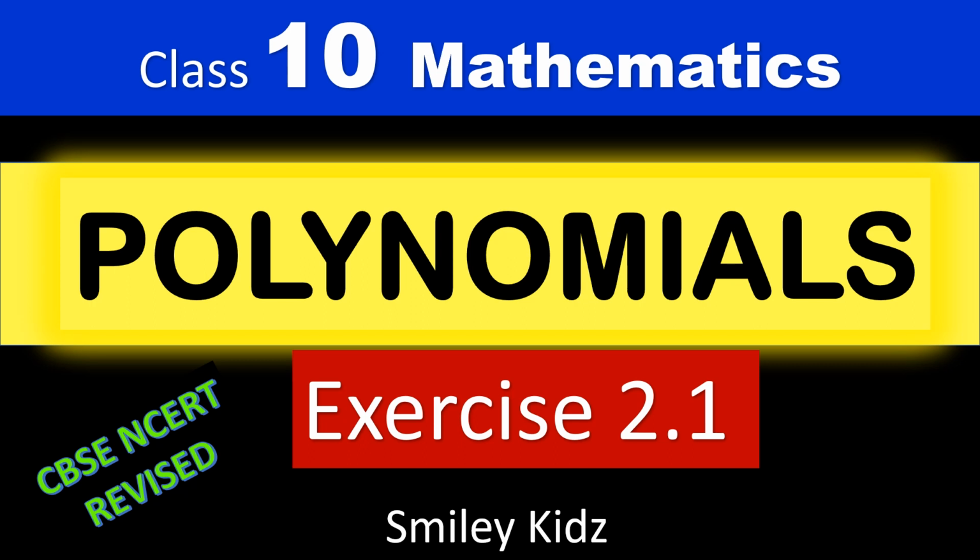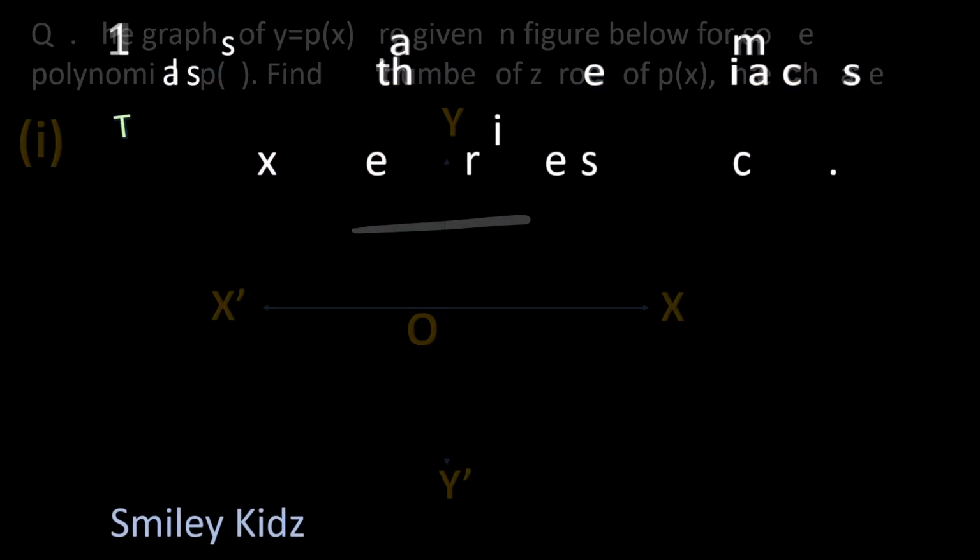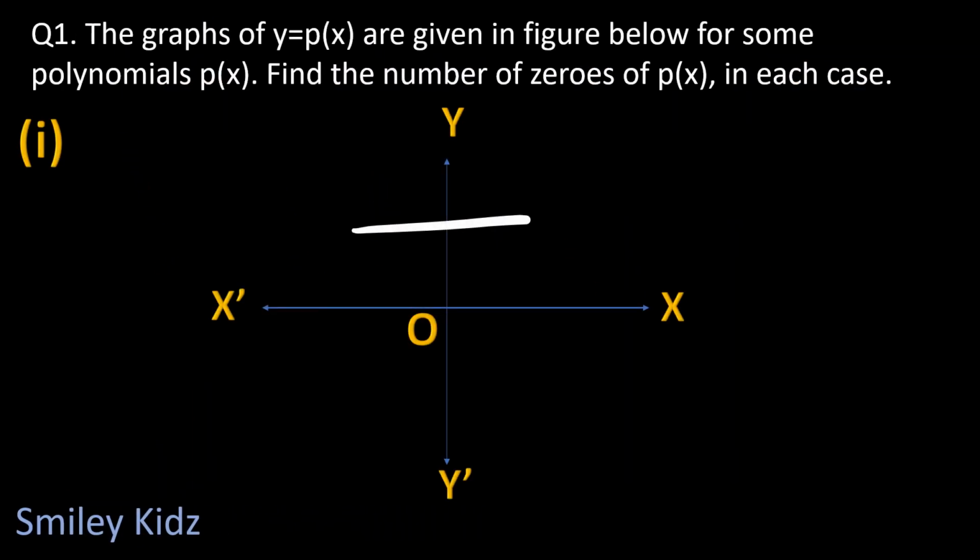Today we're going to see Class 10 Mathematics Polynomials Chapter 2 Exercise 2.1. So let's begin. The graphs of y is equal to p of x are given in the figure below for some polynomials p of x. Find the number of zeros of p of x in each case.